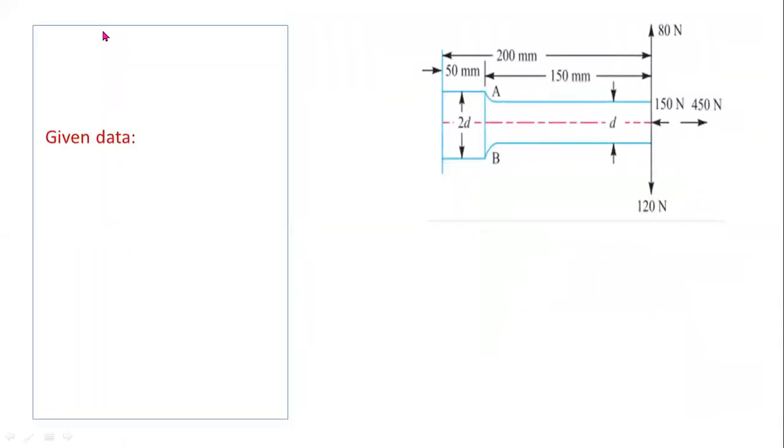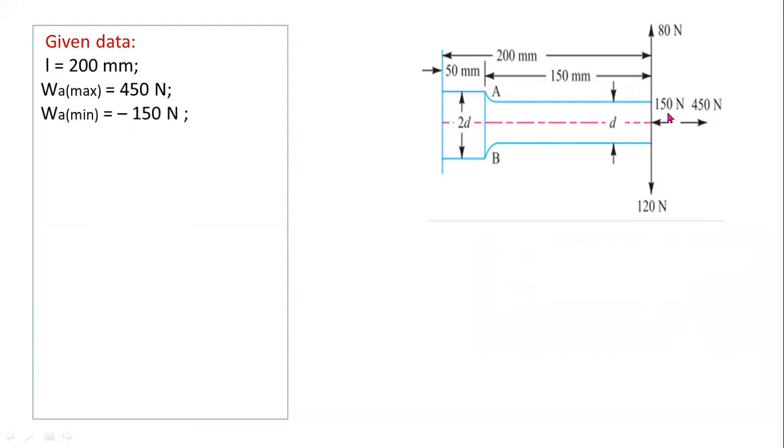So the given data is: length of the cantilever beam equal to 200 mm, and here you can observe 450 newtons in tension, 150 newtons in compression. So for compressive loads, you have to consider negative sign. For tensile loads, you have to consider positive sign. So 450 newtons is a tensile load, so that is plus 450. That is the maximum axial load, and minus 150 is the minimum axial load. 150 newtons is a compressive load. For compressive loads, you have to consider negative sign.